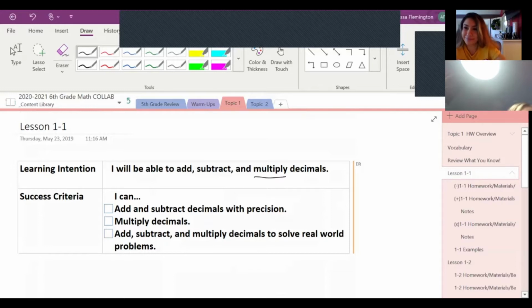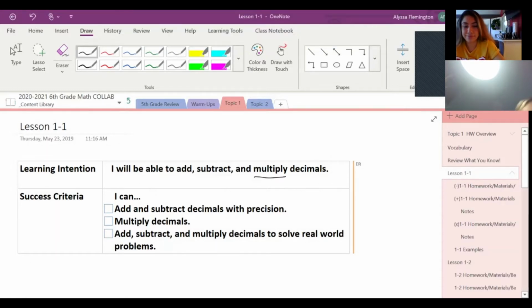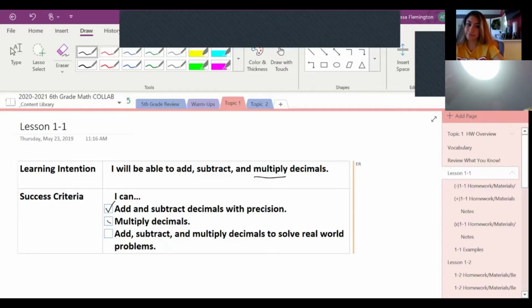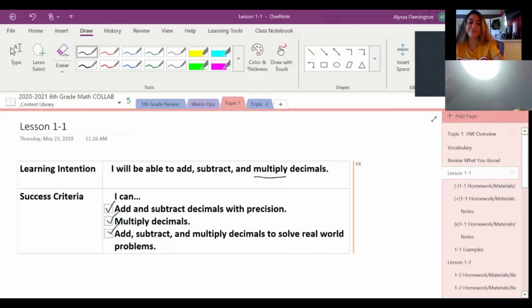All right, so our success criteria, how do you know that you're successful, right? At the end of our lesson today, because we are learning part 2 today, you will be able to do all of the following: add and subtract decimals with precision, multiply decimals, and add and subtract and multiply decimals to solve real-world problems, meaning that you will be able to apply the rules of adding, subtracting, and multiplying with decimals to real-world problems that are typically involved in word problems, okay?